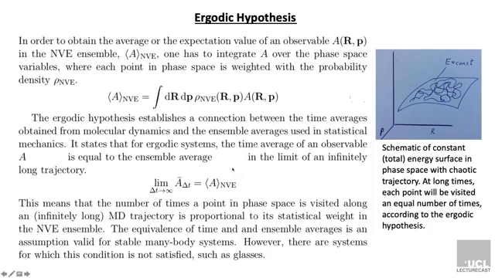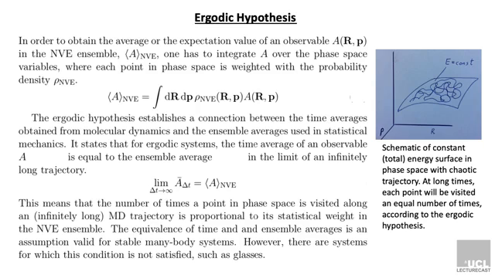Okay, so how does this average now compare to the time average that you get from a molecular dynamics trajectory? Now there is this ergodic hypothesis that states that if your molecular dynamics trajectory is infinitely long, then the time average that you get is equal to the microcanonical ensemble average. Okay. So this is interesting.